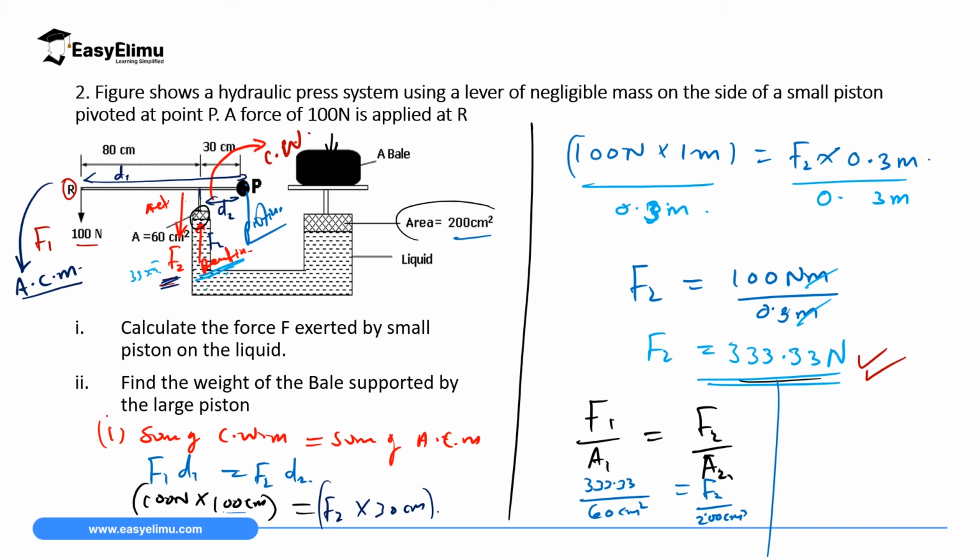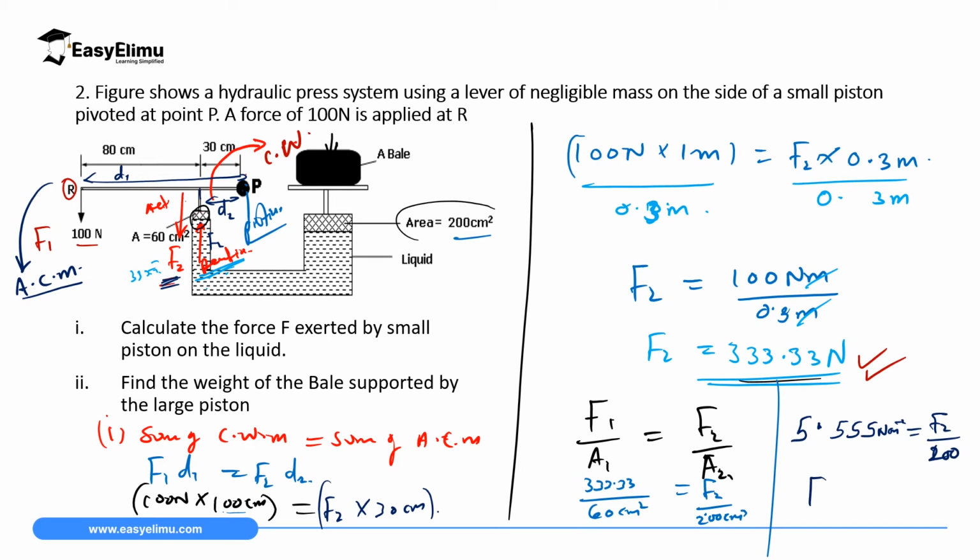And in this case, on the left hand side, that is 333.33. If you divide it by 60 centimeter square, then pressure on this side will be equal to 5.555 newtons per centimeter square, which will be equal to F2 over 200.